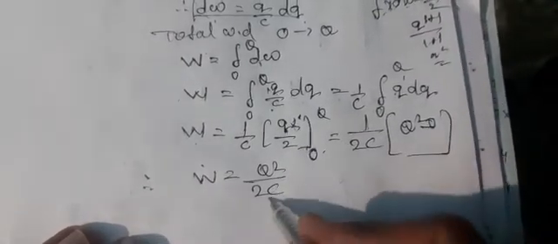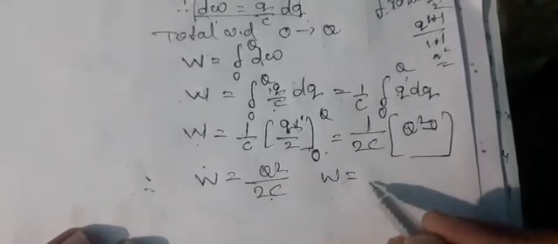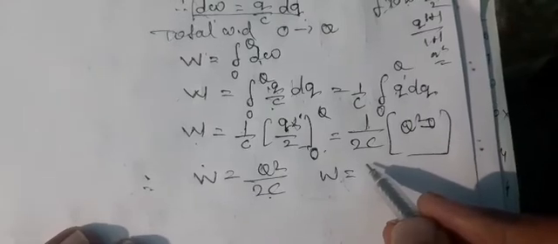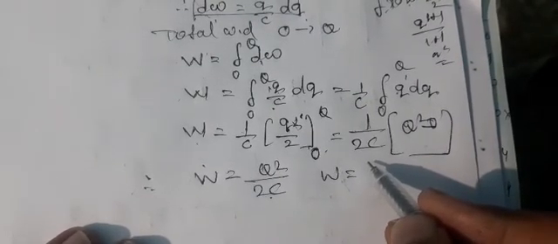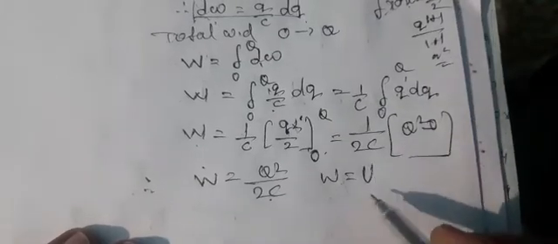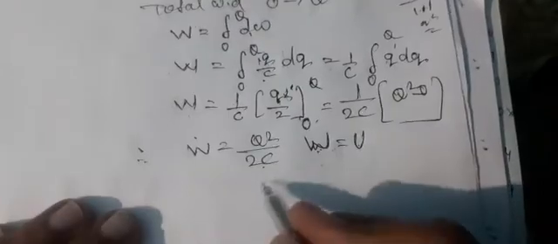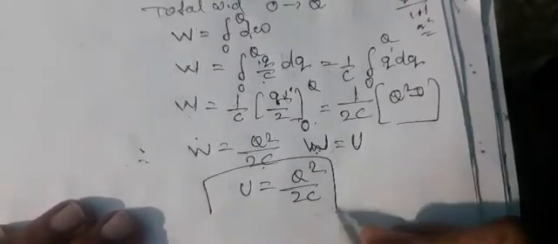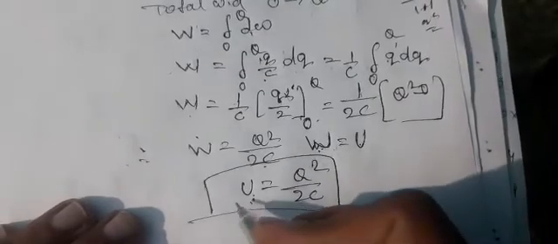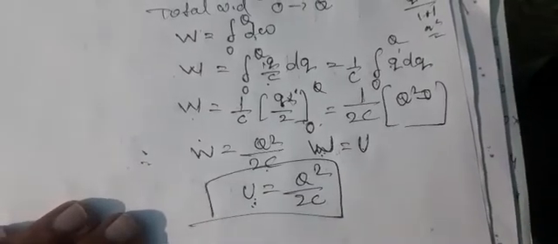The work done is stored in the capacitor as electric potential energy U. That means the total work done W is equal to U. Finally, U is equal to Q square by 2C. Where U is the energy.